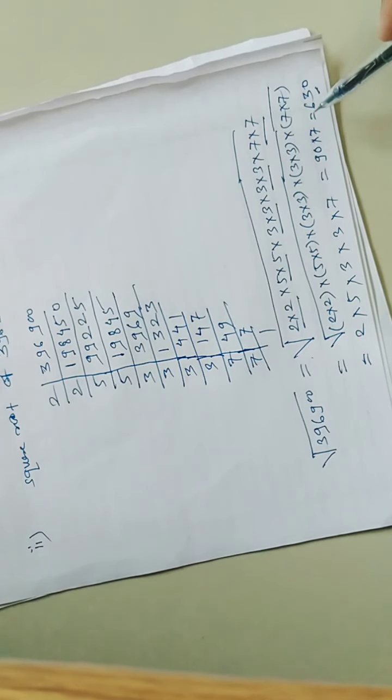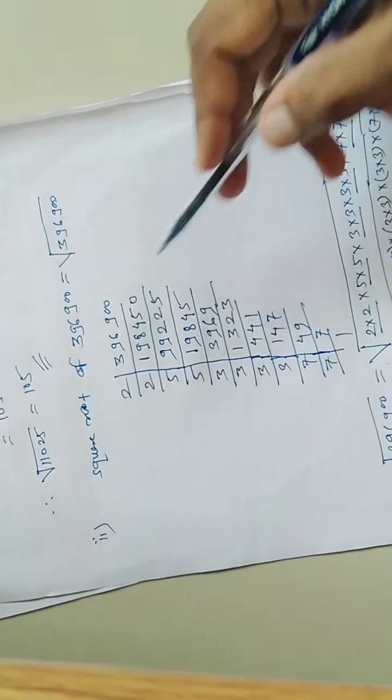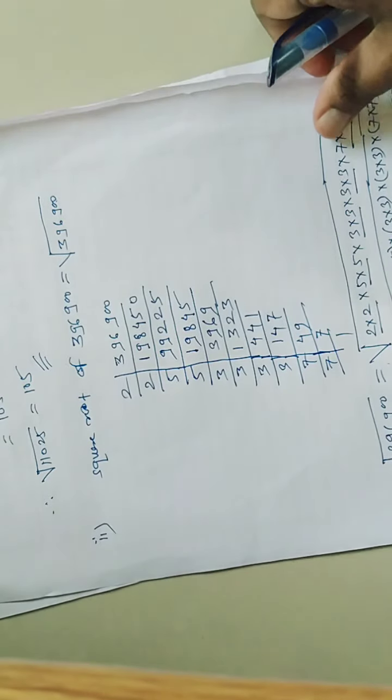So like this we can solve, or you can find out the square root of the numbers by using the prime factor method. Now we'll see the next question.